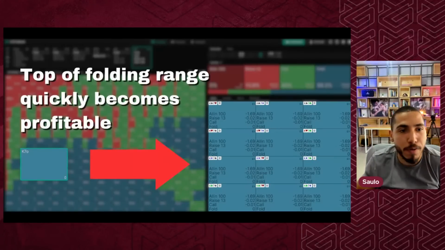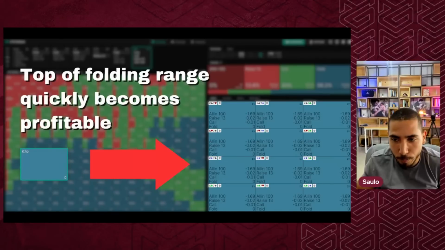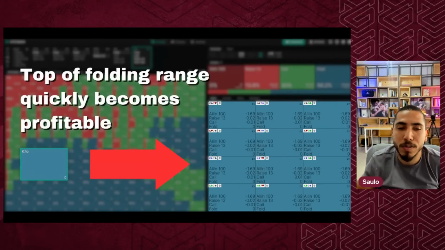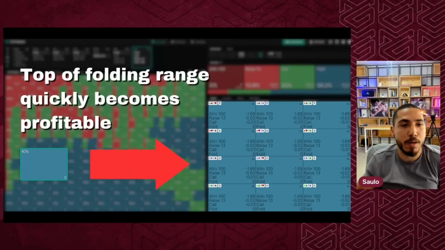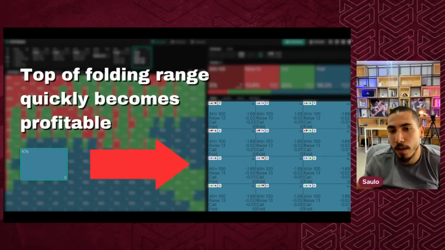So you can even be very conservative with this. But for example, the top of your folding range is immediately going to become profitable. Take a look at a hand like King 7 offsuit, big blind facing a button open. In optimal play, in optimal land, it loses 0.01 of a big blind per hand. So it loses one big blind every 100 hands calling. That's a very low loss rate for King 7 offsuit. It's very, very close. So if you can have all the EV coming from the mistakes of people post-flop, absolutely a hand like this will become a profitable defense for you.